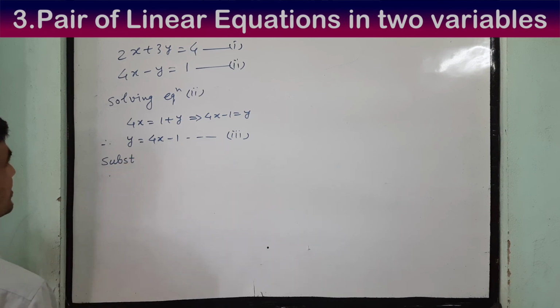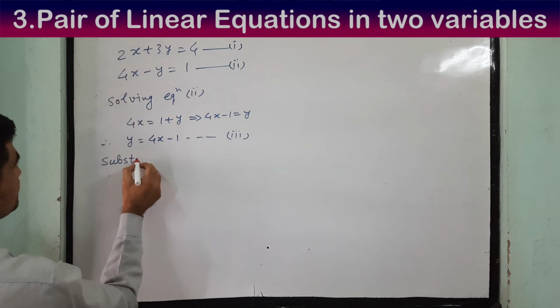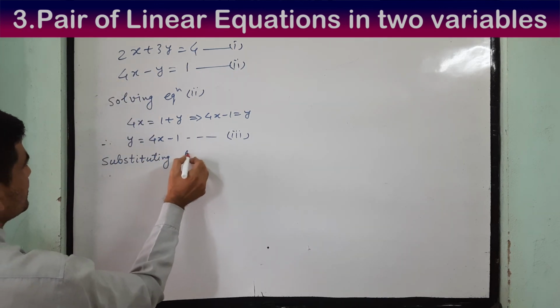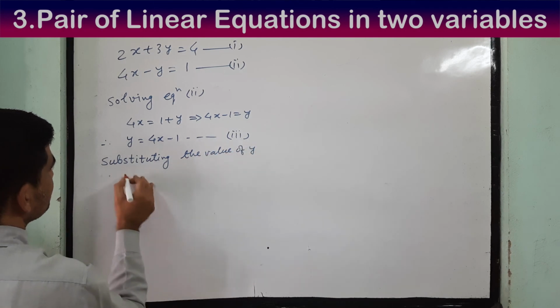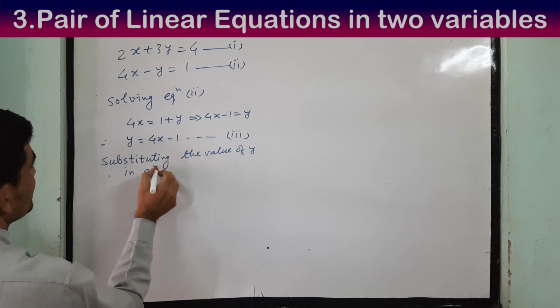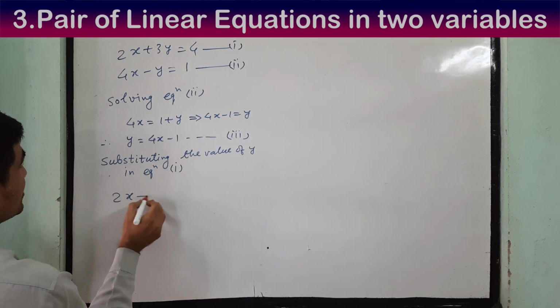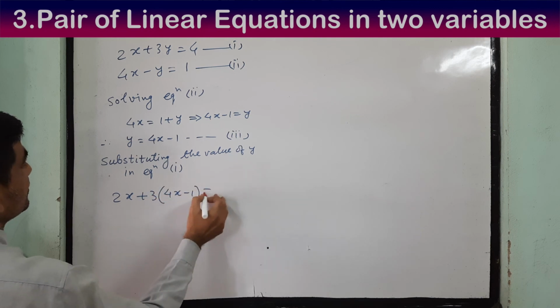So I solved equation number 2, we will put its value in equation number 1. Substituting the value of y in equation 1. Okay, so we will get 2x plus 3y equal to 4.